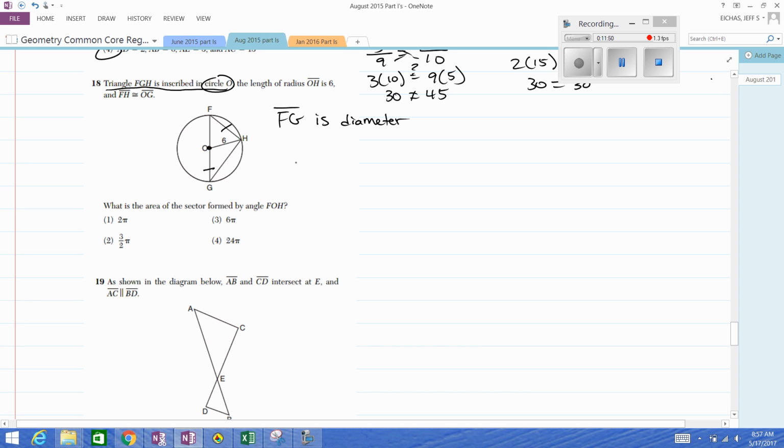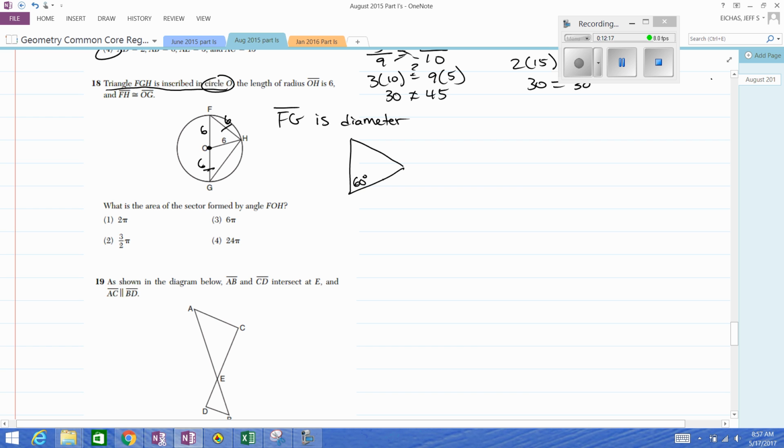Basically, you're looking at this. Radii of the same circle are all the same. So if that's 6, then so is that, and so is that. Now these two are congruent, so that is also 6. What we have in here to focus on, F, H, and O, they're all 6s. So this is an equilateral triangle. That angle is 60 degrees.